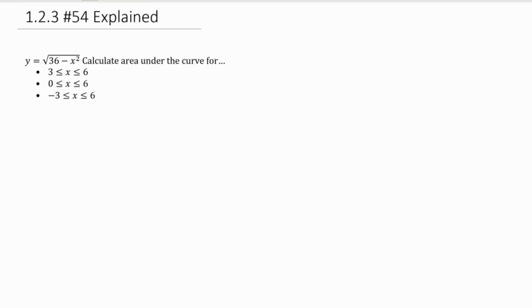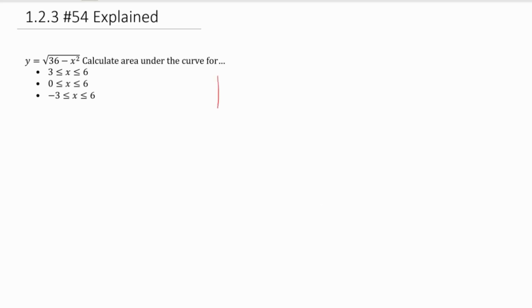Okay, so I want to go over this homework problem because it is one of the more complicated ones, as I kind of warned you about. I'm going to try to do this very quickly. So we have y equals the square root of 36 minus x squared.